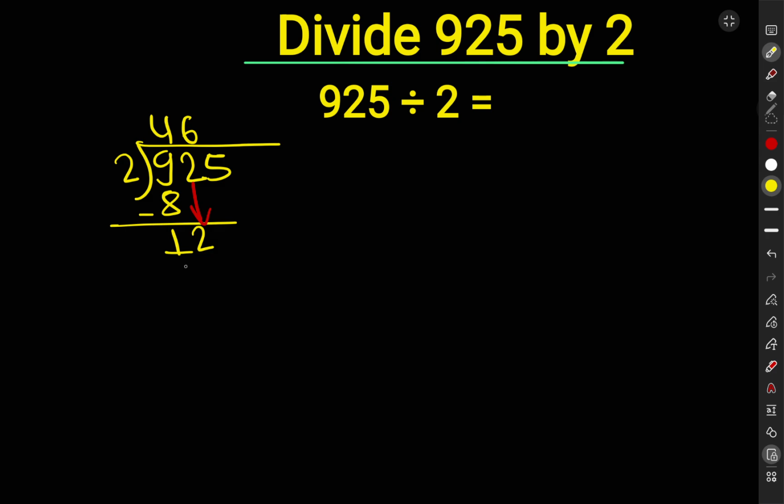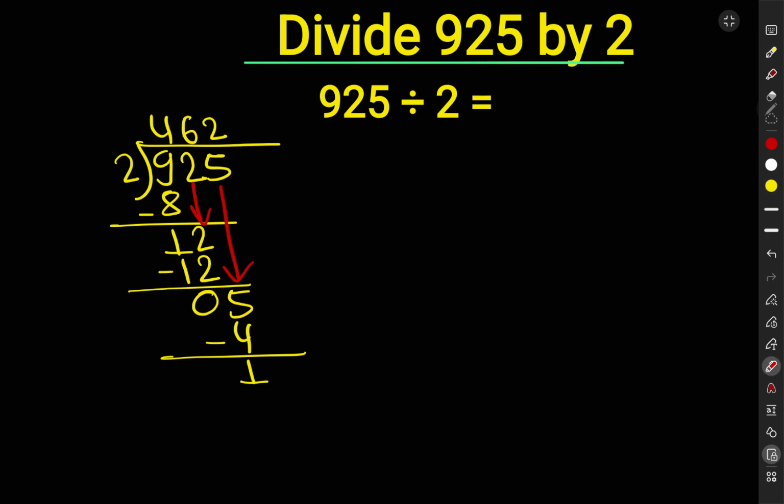So 2 times 6 is 12. On subtracting we get 0. So now we put down this 5 and 2 times 2 is 4. On subtracting we get 1.